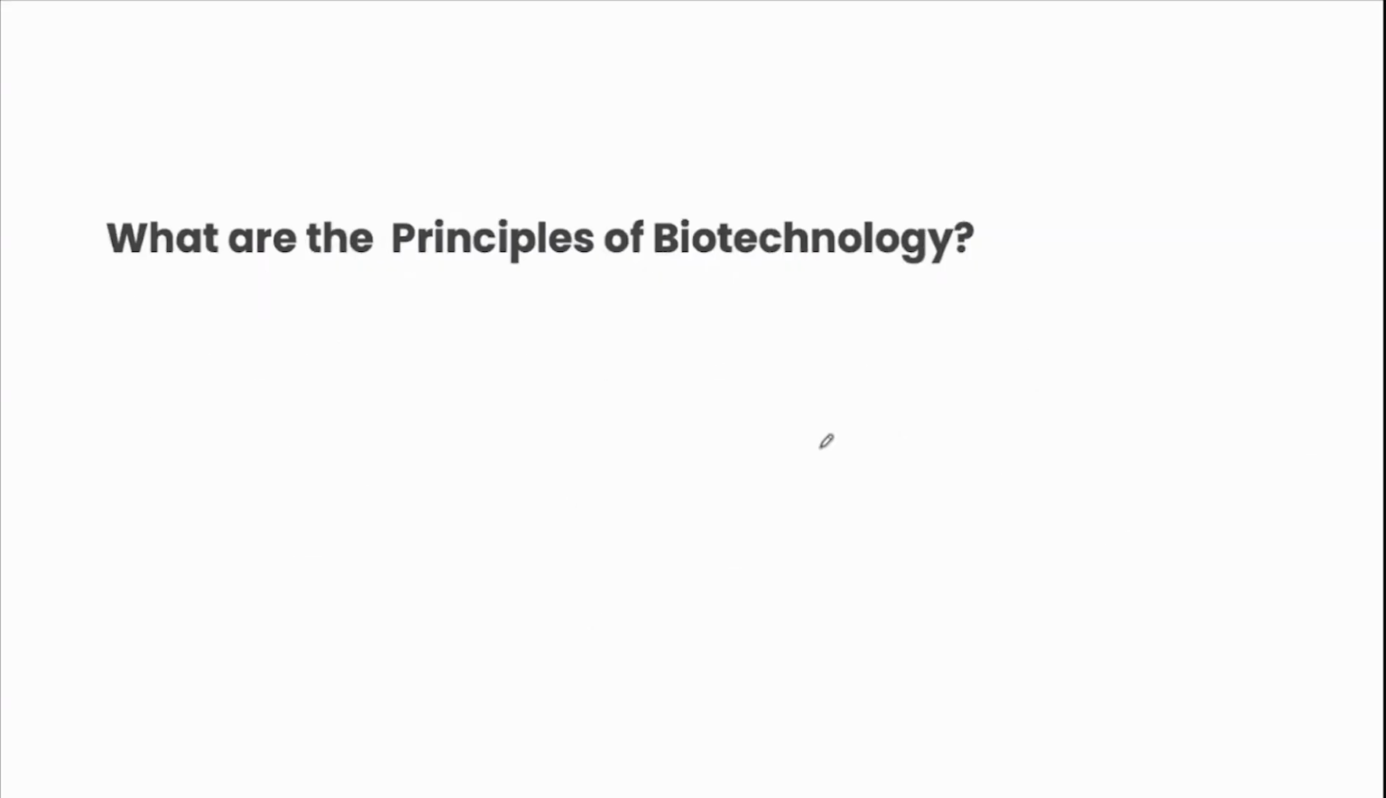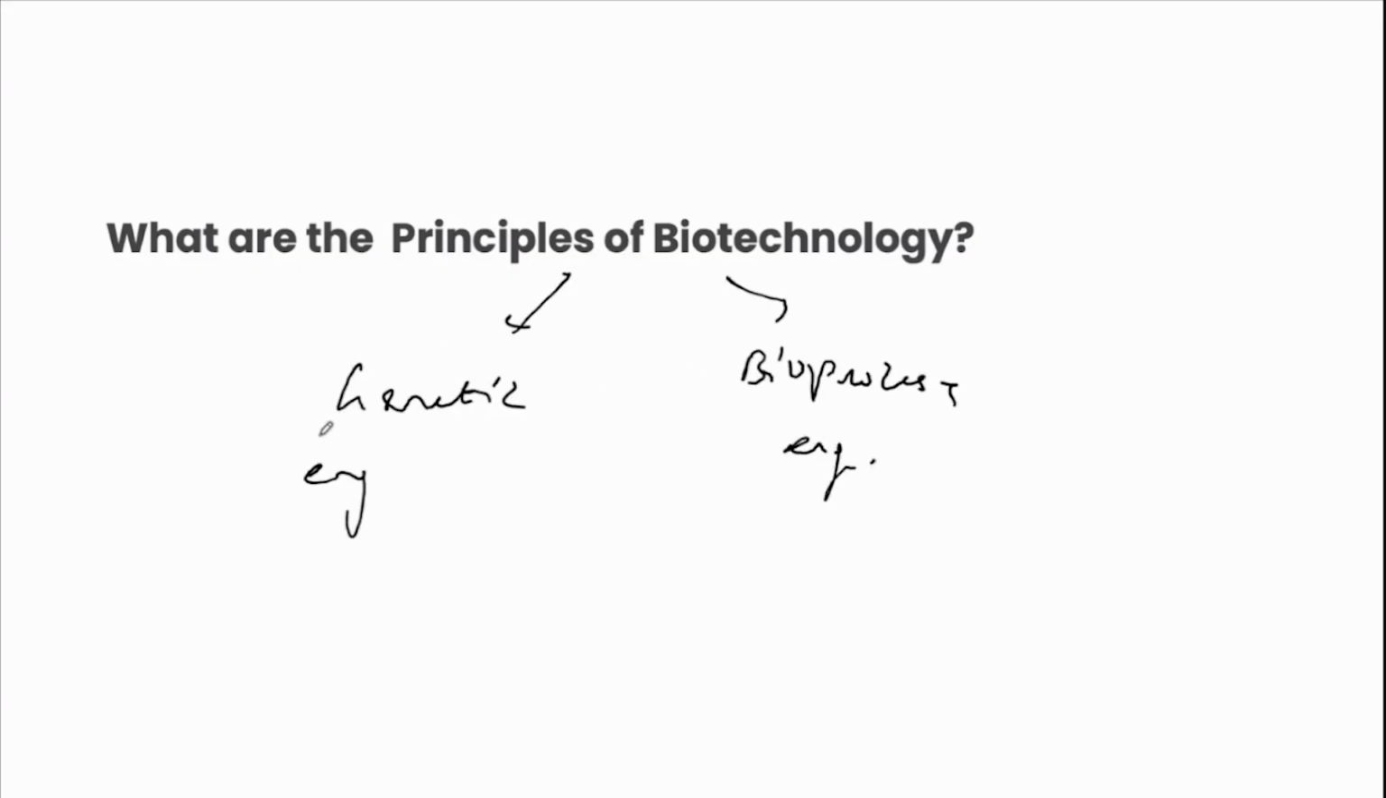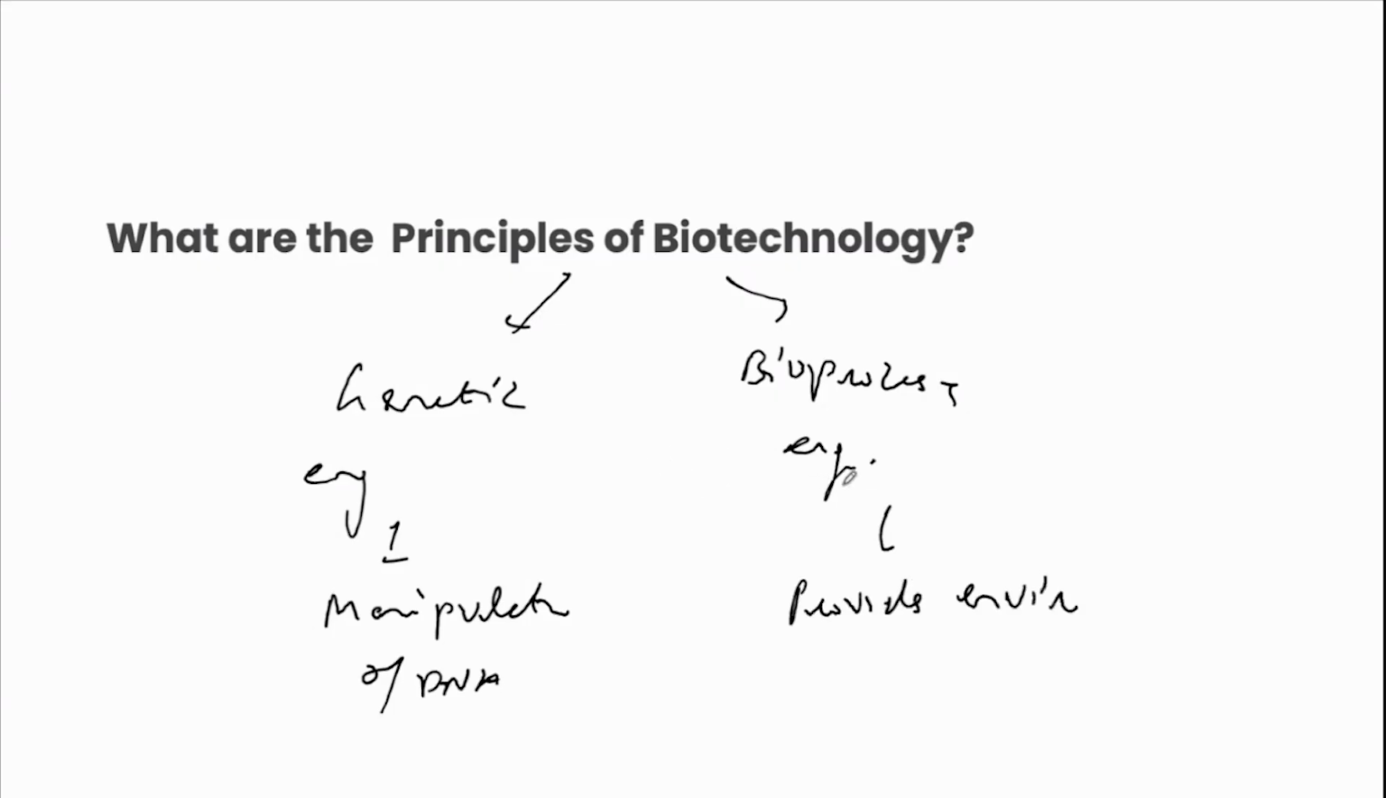So what are the principles of biotechnology? We already know this. This is a straightforward answer. It's genetic engineering and bioprocess engineering. Genetic engineering deals with manipulation of DNA, while bioprocessing basically provides a safe environment, like an autoclave, a safe or sterile environment to work in.